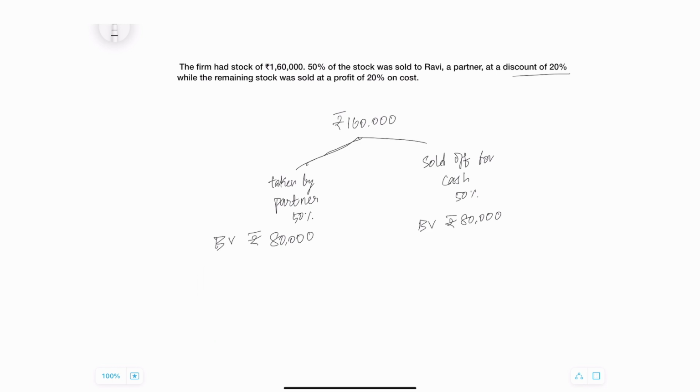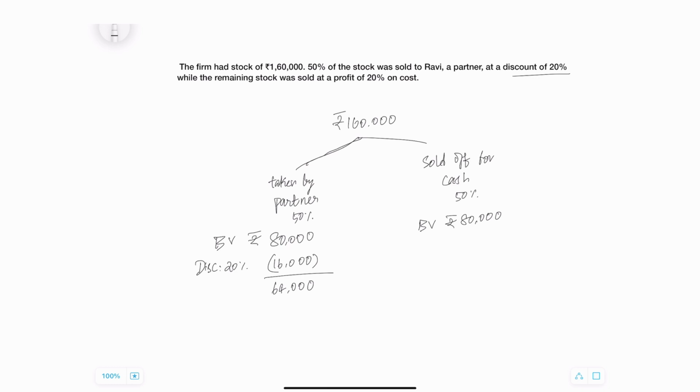Partner has not taken it at its book value. Partner said that I am not going to pay you the full 80,000. I am going to take a discount of 20%. So discount at 20% of 80,000 will be 16,000. Therefore, partner is willing to pay only ₹64,000 for this.